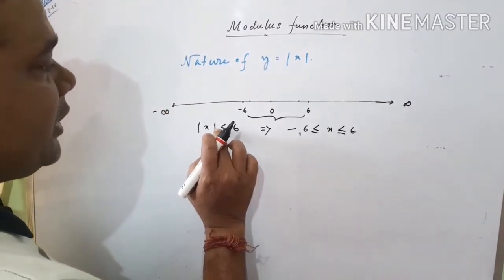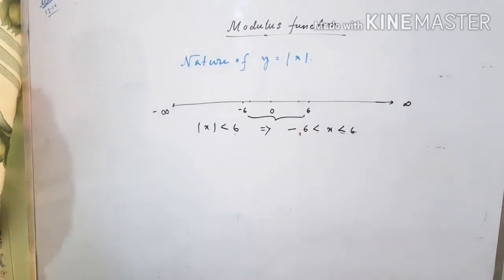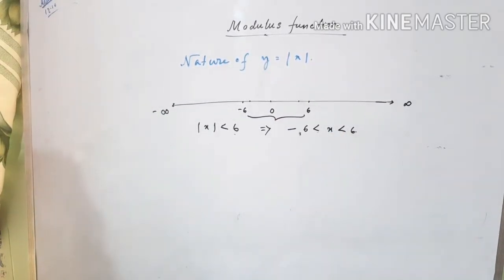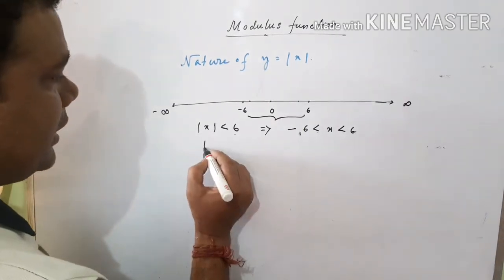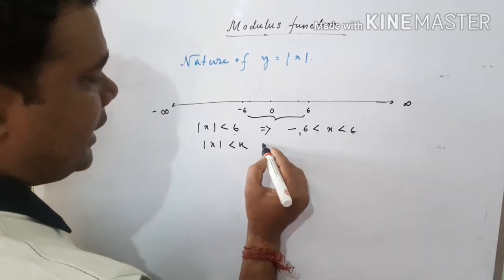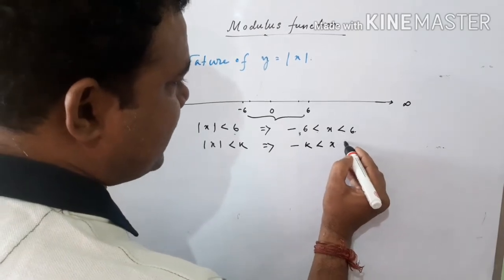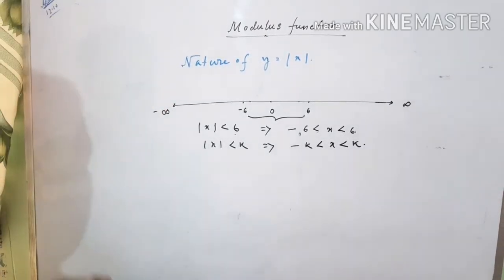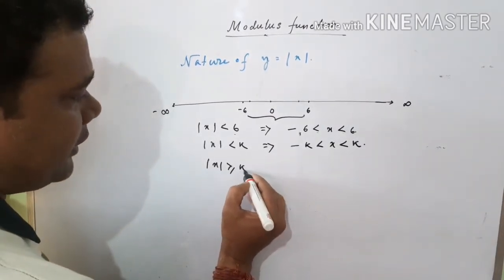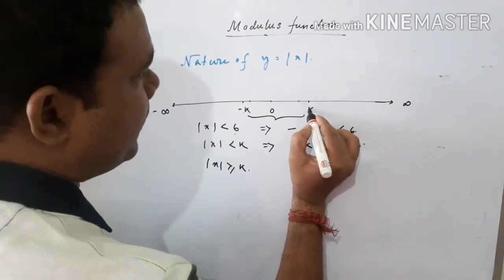is less than or equal to x is less than or equal to 6. And if we remove the equality sign here, we also remove the equality sign there. That is, mod x less than 6 means x should lie between minus 6 and plus 6. So in general, if we say that mod x less than k, where k is any real number, it implies that minus k is less than x is less than k. Now let's see when mod x is greater than or equal to k. Let us suppose here is the point minus k and here is the point plus k.